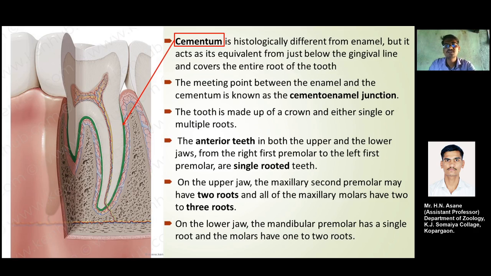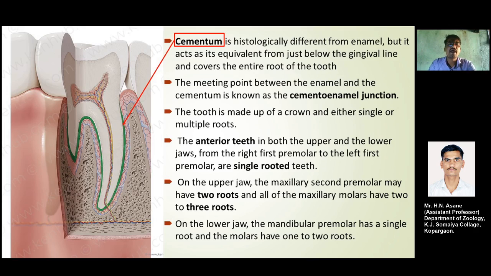But the cementum is histologically different from the enamel, but it acts as its equivalent. Okay, and it lies just below the gingival line and covers the entire root of the tooth, hence for protection. And the tooth is made up of the crown and either single or multiple roots.